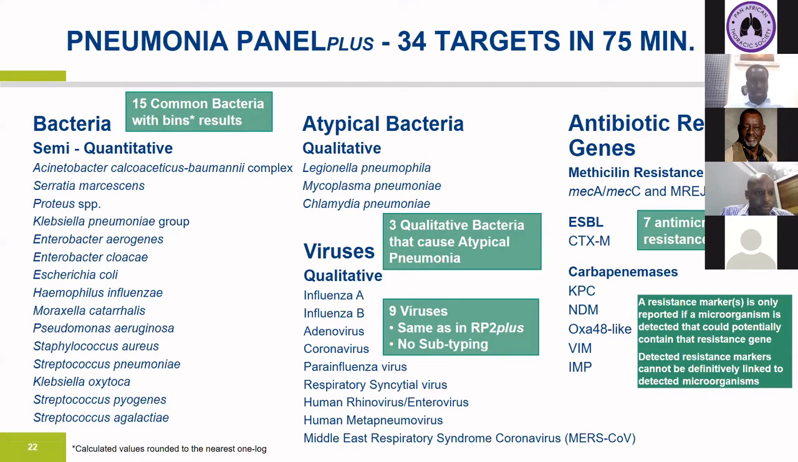And then we have viruses, which are essentially the same as the RP2 plus panel. We also have antibiotic-resistant genes that are captured as part of the targets, but it's only reported if the microorganism, first of all, is detected, the microorganism that would potentially contain the resistant genes.